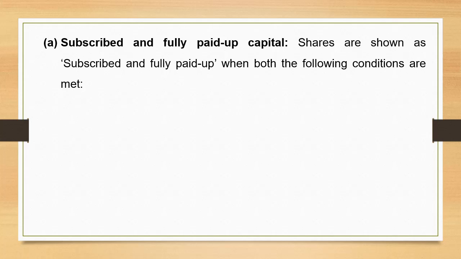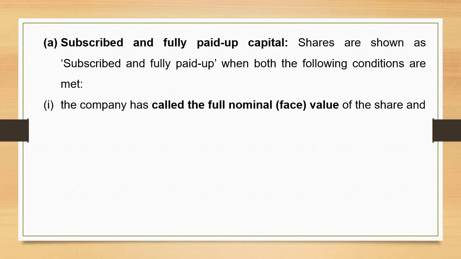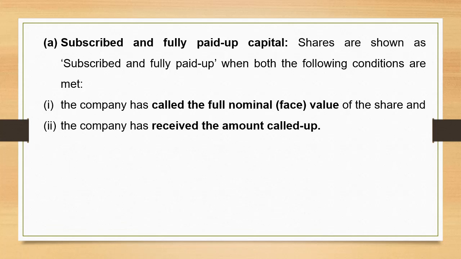Subscribed capital is classified in two heads. The first one is subscribed and fully paid up capital. Shares are shown as subscribed and fully paid up when both the following conditions are met. Which are the two conditions? Number one, the company has called the full nominal face value of the share. If the face value of the share is 10, the company must have given a call of 10 rupees.